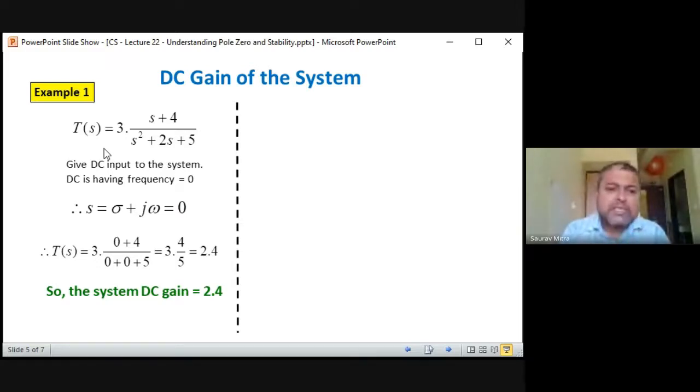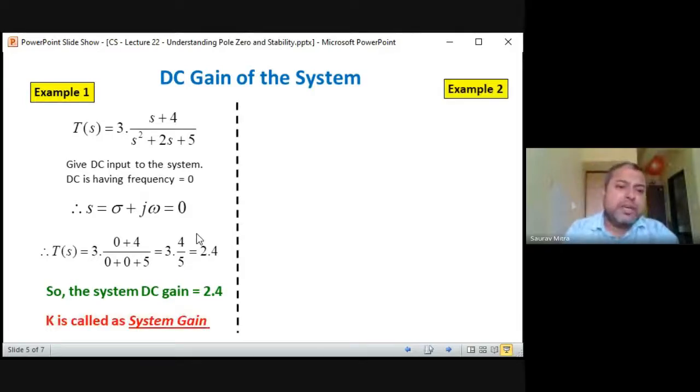That means if you are inputting DC to the system, suppose 2 volt, it will be multiplied by 2.4. So if you are inputting 2 volt DC, the output will be 4.8 volt. This is what is meant by DC gain. Inputting 10 volt DC, the output from the system will be 2.4 into 10, that is 24 volt. So 3 is called the system gain, and 3 into 4 by 5, that is 12 by 5, that is 2.4, is called the DC gain of the system.